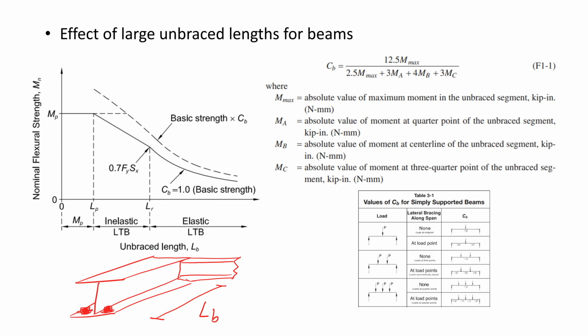When the unbraced length of the beam is of length L_r or higher, then the flexural strength of the beam is less than 70% of that of the flexural yield limit. Another contributing factor is the factor C_b, which is an indicator of the moment distribution in the unbraced length. On the bottom right are some examples of C_b values for simply supported beams.